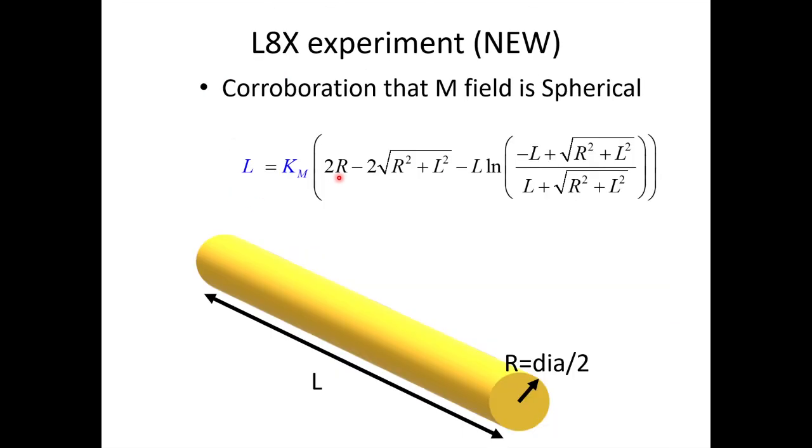Okay, so the next experiment we're going to look at is the new experiment that we just came out with last month called the latex experiment, which stands for linear 8-inch inductor experiment. This is a corroboration that the M field is spherical. So using new electromagnetism, the calculation for the inductance of a straight piece of wire is this. Now, unfortunately, I used L for length and L for inductance. So the blue L is the inductance, the black L is the length. And the reason why we got that is because we're converting the L to natural units, from legacy units, which is Henry.